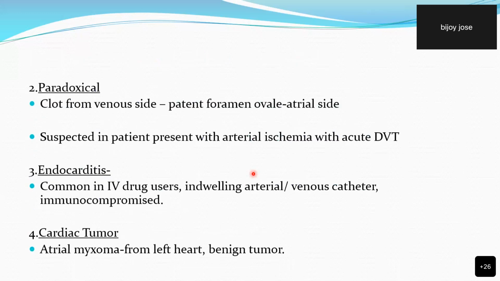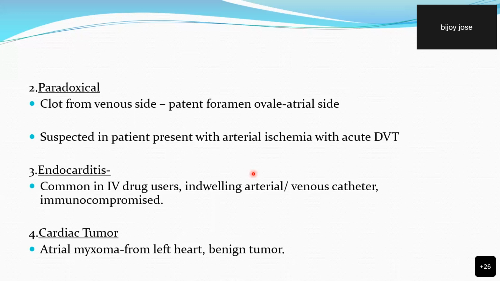Paradoxical embolism: a clot from the venous side can travel through the patent foramen ovale to the left atrium, then to the left ventricle, and from there get into the circulatory system, where it can again produce acute limb ischemia. Suspect it in a patient with arterial ischemia and acute DVT. So when a patient with acute DVT also shows symptoms of arterial ischemia, we have to suspect a paradoxical embolism.